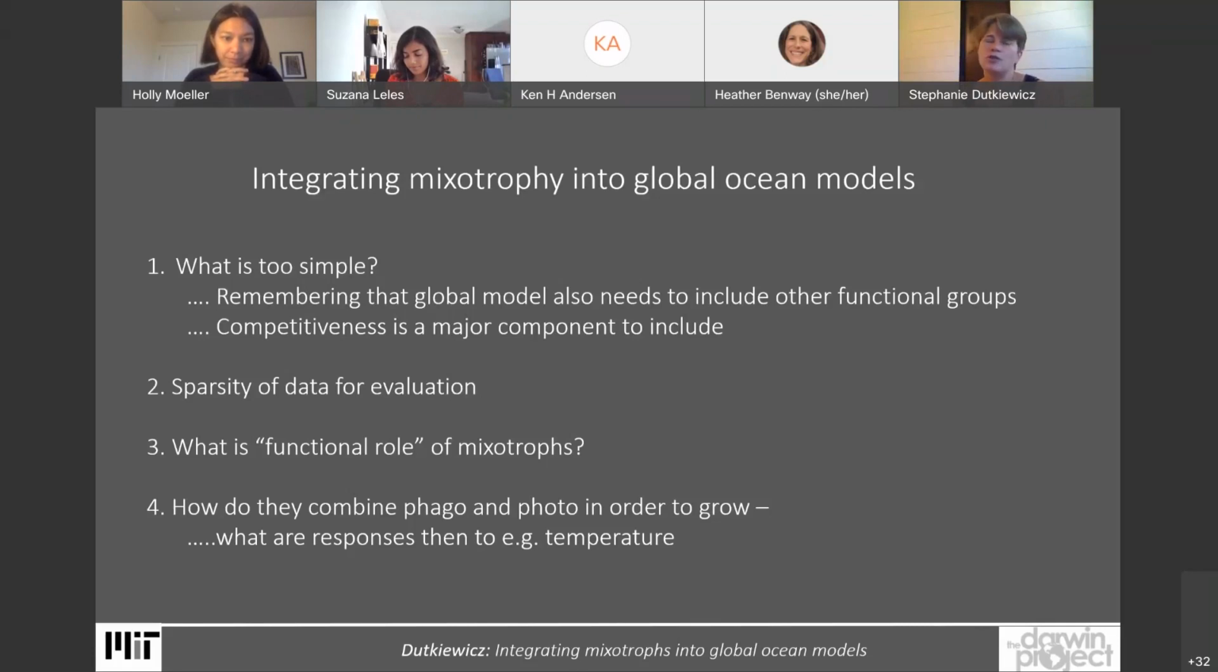And then I'm interested in just how we design these models in terms of things like temperature, but we could also think about different things like light and nutrients, etc. And thank you. Sorry, Holly. Finish there.